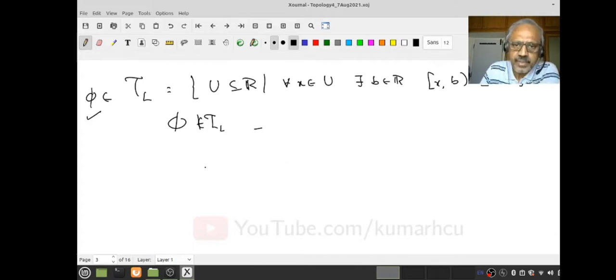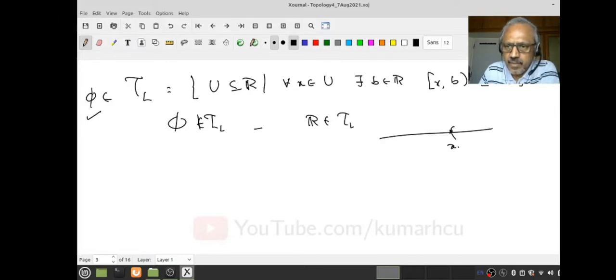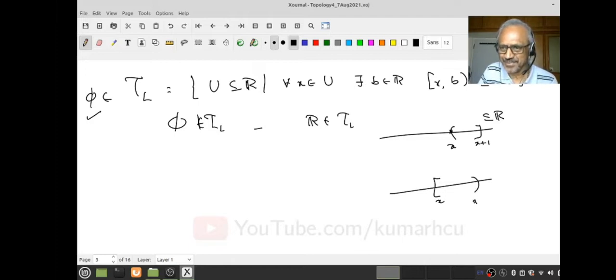Okay, therefore, does R belong to this? Of course. Give me any x, then take anything like x plus 1, that's going to be [x, x plus 1). Sorry, I wrote the wrong thing. [x, x plus 1). This is contained in R. Therefore, this also is true.